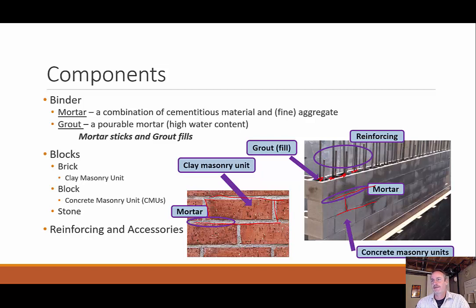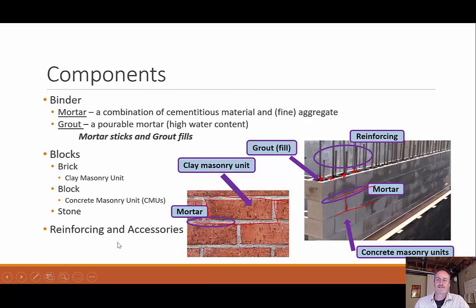Mortar is a combination of the cementitious material, the part that would stick it together, and also fine aggregates. Grout is similar, but grout has a much higher water content, which means that I can pour it into those voids, as I see over there, right? So other than the binding material, I also have the blocks themselves. Blocks could be these clay masonry units or these CMUs, concrete masonry units, or it can be stone. So those are our three primary building blocks that we're building our masonry out of.